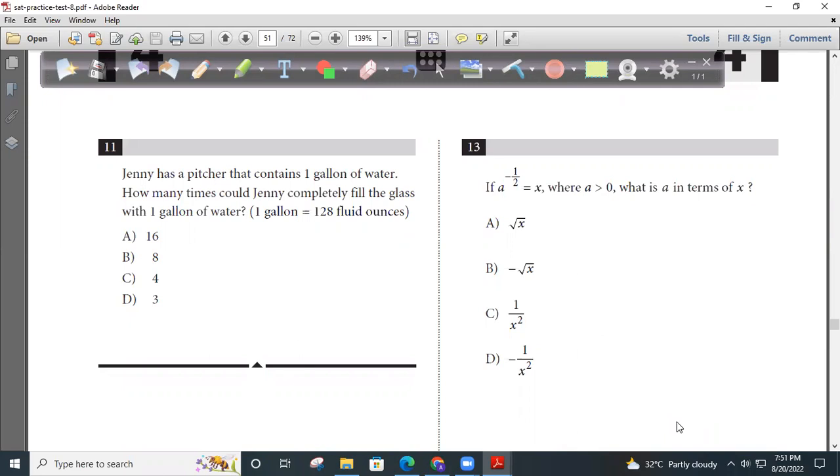Question number 13. I'll give 1 or 2 minutes. If you can solve, very good. If you cannot solve, definitely I'm going to solve this at my own pace.